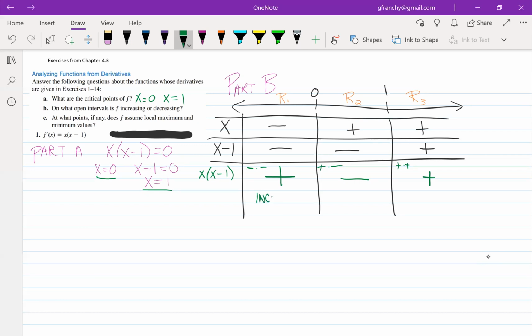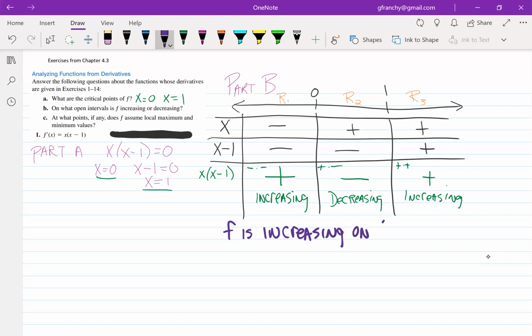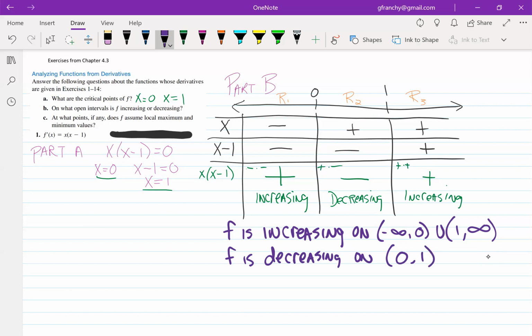So in this region, since it's positive, our original function is going to be increasing. In this open interval, it's going to be decreasing. And in this interval, it's going to be increasing. And if we wanted to write that a little bit better here, f is increasing on the interval from negative infinity up to 0, as well as the interval from 1 to positive infinity. f is decreasing on that middle interval from 0 to 1. So that takes care of part B for us.